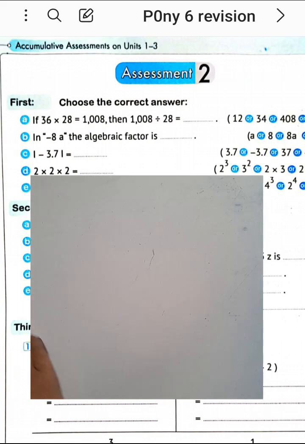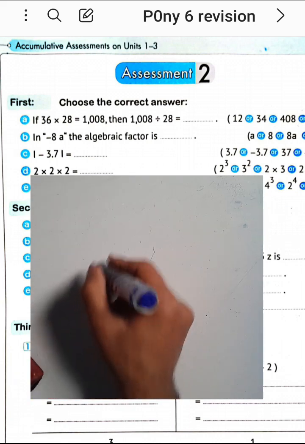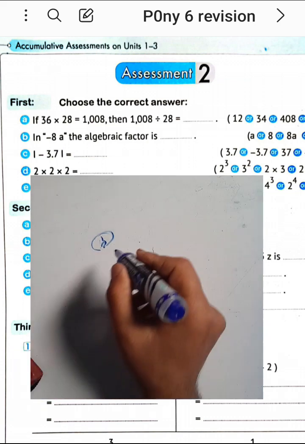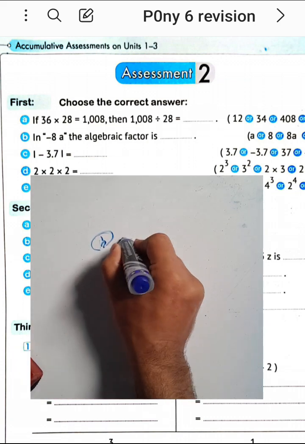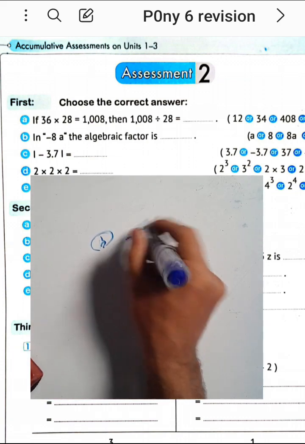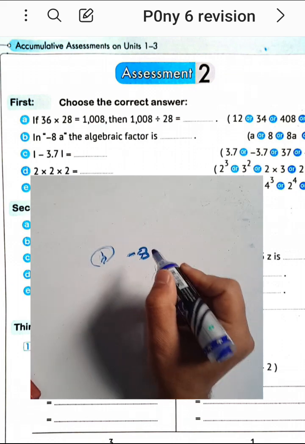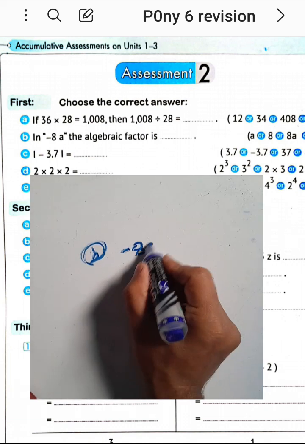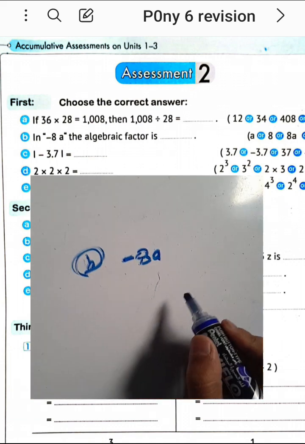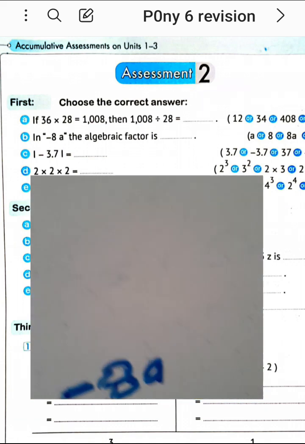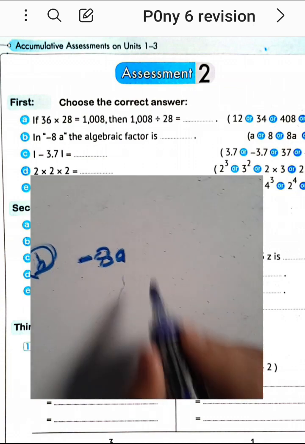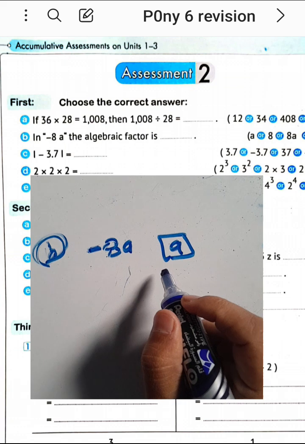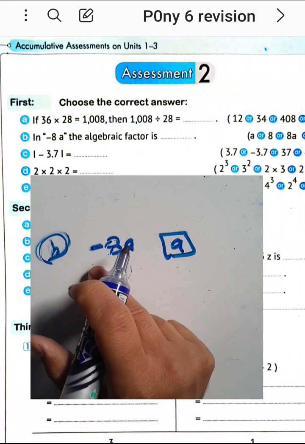Question number 2, letter B. In negative 8a, you want to find the algebraic factor, it will be a. The result will be a. Choose a. We call a the algebraic factor, but negative 8 we call the numerical factor.